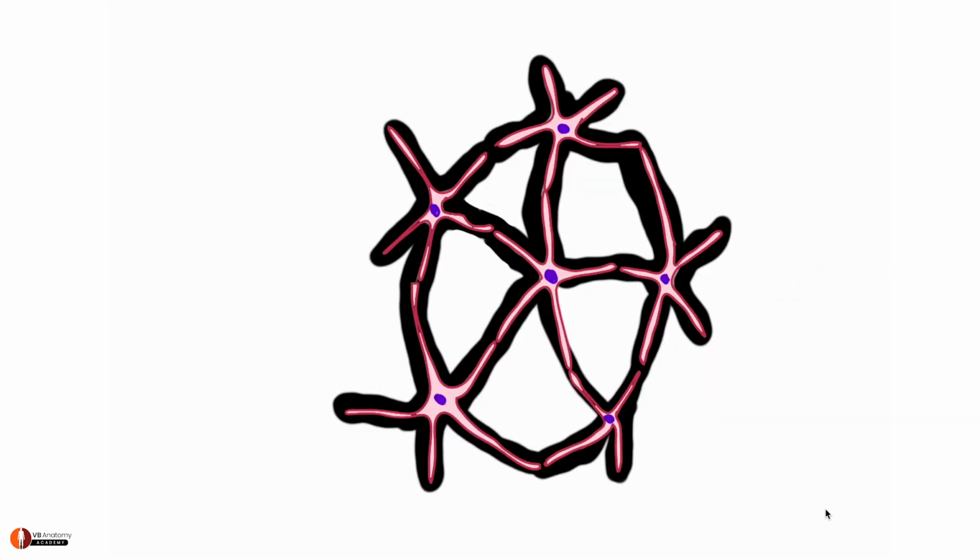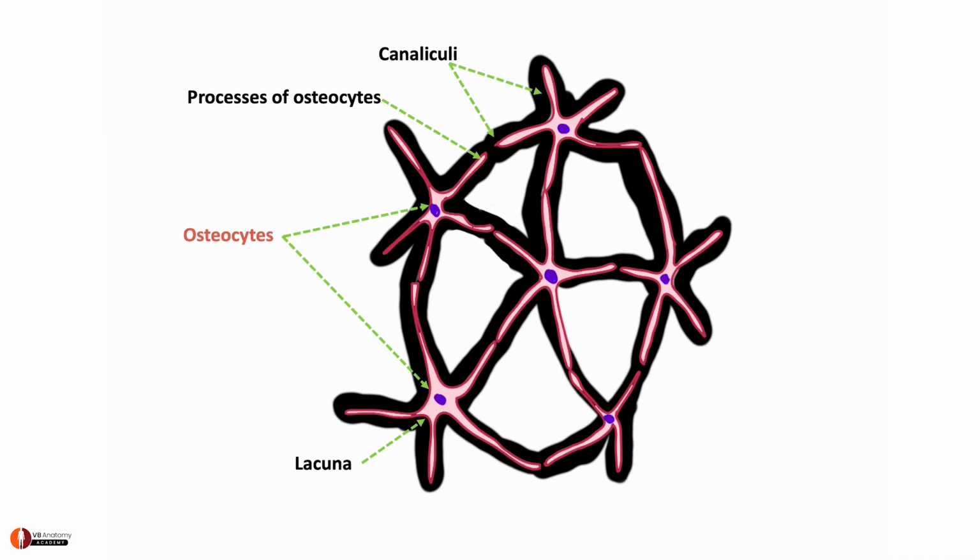Now this image, I don't know if it works for you, it works for me. These are osteocytes in the lacuna. These are its processes which are lying in the canaliculi. This is exactly how they exist, holding on to each other, creating tunnels through which nourishment is passing.